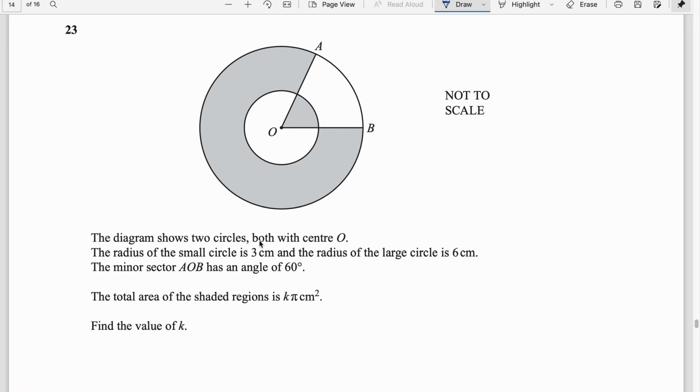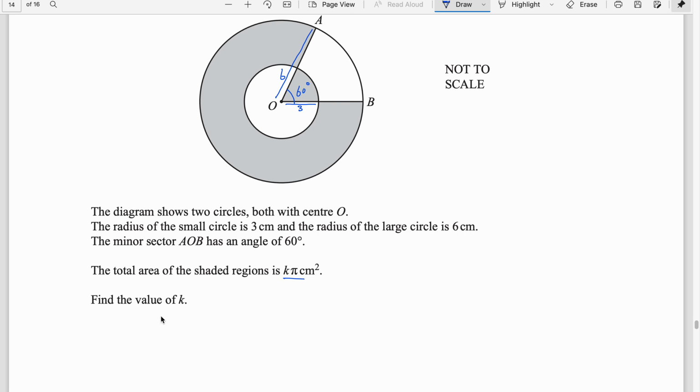The diagram shows two circles, both with center O. The radius of the small circle is 3 centimeters and the radius of the large circle is 6 centimeters. The minor sector AOB has an angle of 60 degrees. The total area of the shaded region is k pi centimeter square. Find the value of k.